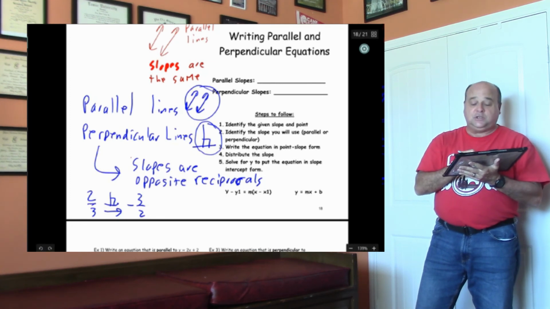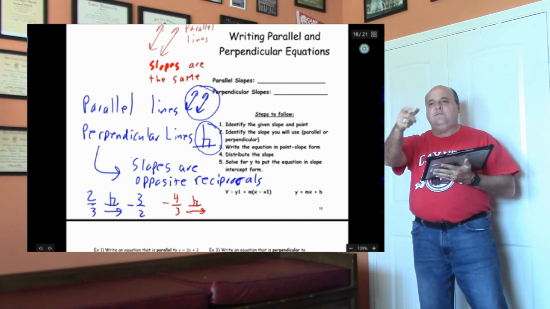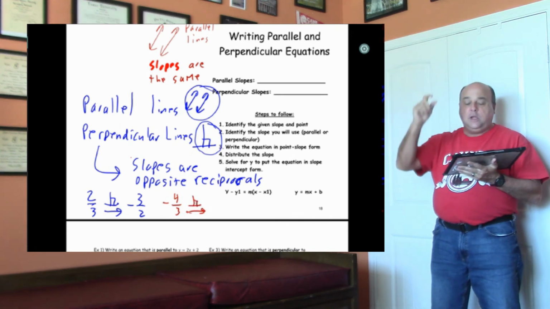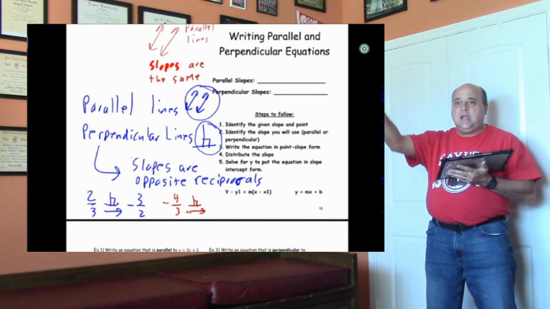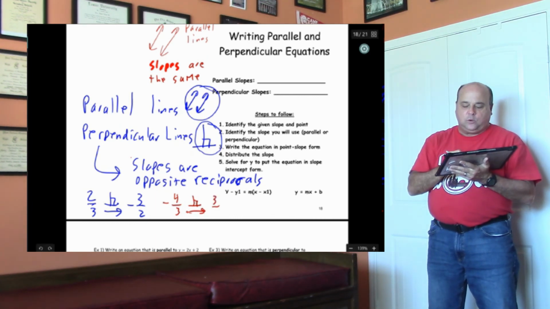What would the opposite reciprocal of negative 4/3 be? Draw an arrow, draw a perpendicular symbol. So if I have negative 4/3, I want the opposite reciprocal. It's going to go from negative to positive, and the 4/3 will flip to 3/4, right?